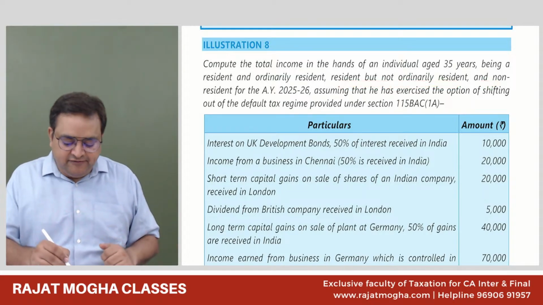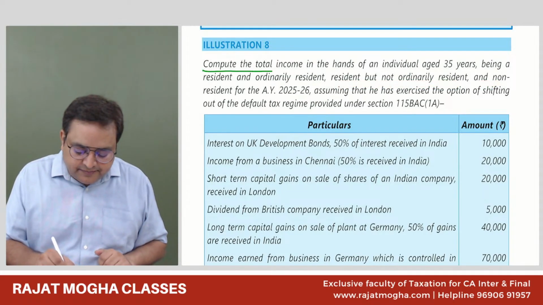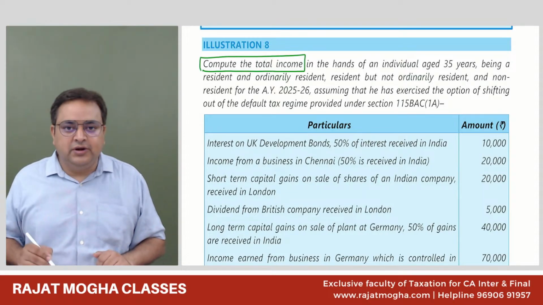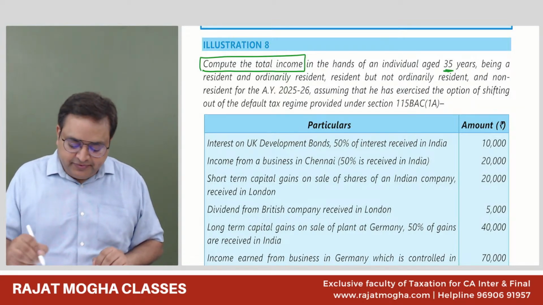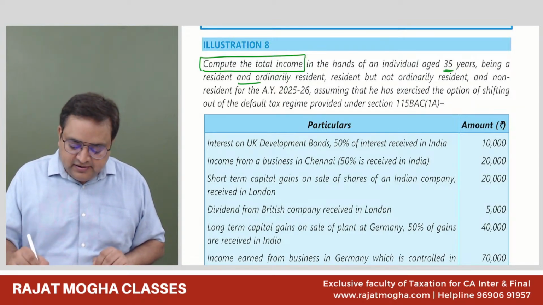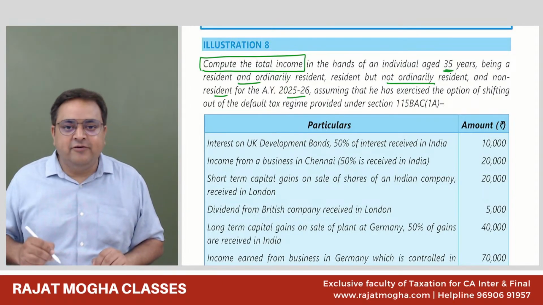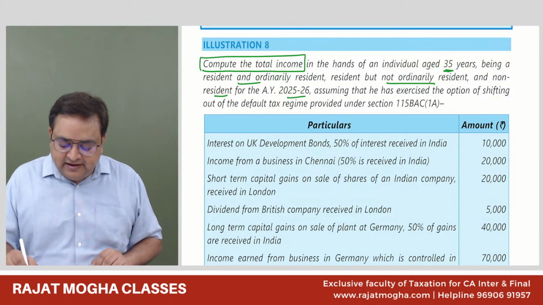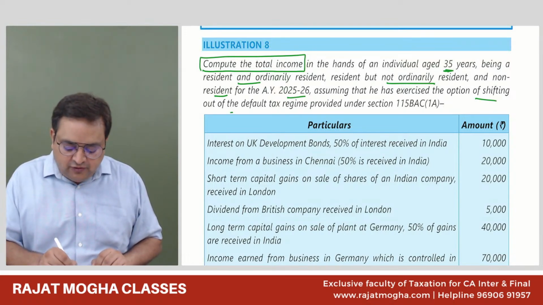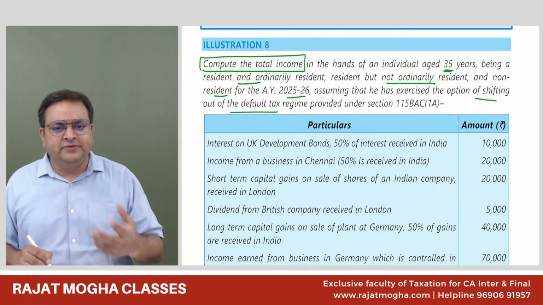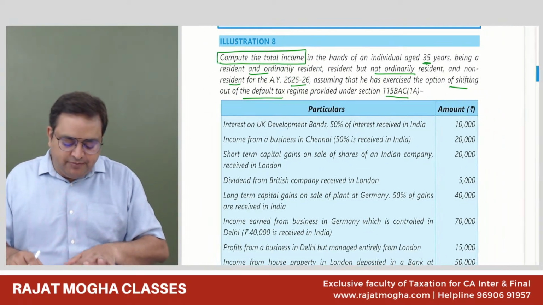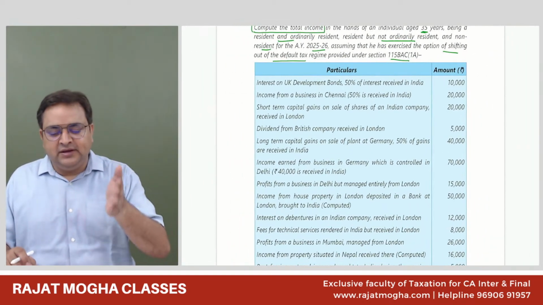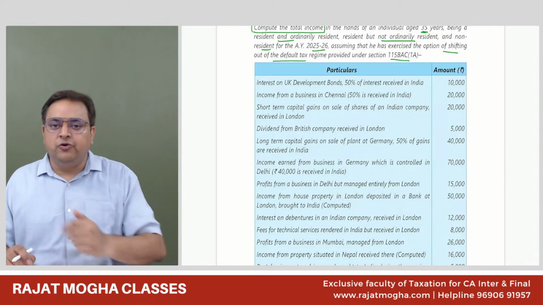So what are they saying? That we need to compute the total income. If this individual, who is not a senior citizen, is 35 years of age, and if he is an ordinary resident, if he is a not ordinary resident, and if he is a non-resident for assessment year 25-26, assuming that he has exercised the option of shifting out of the default tax regime. So he is following the optional regime. He is not following 115BAC. He has shifted out from it. So we need to compute his total income, assuming he is ordinary, not ordinary, or non-resident.